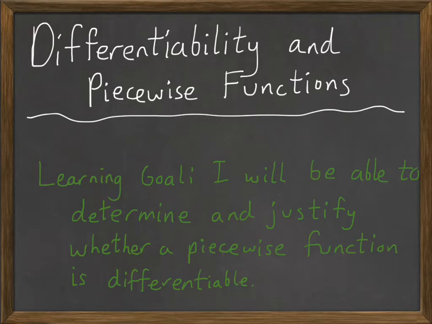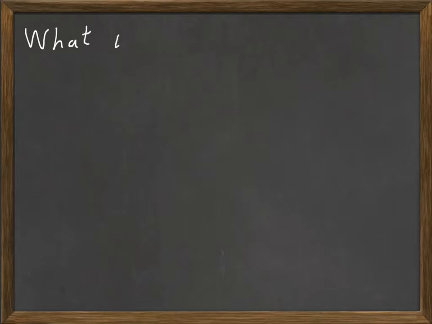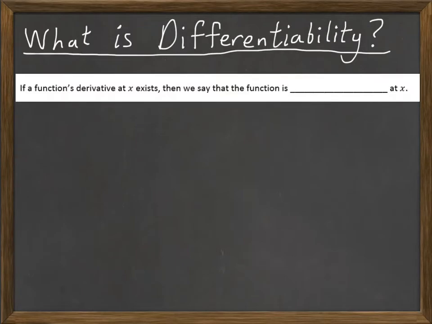Wow, that's a big word there, you're probably thinking. What do you mean, differentiability? Well, let me help you break it down. We say that if a function's derivative at x exists, then that function is differentiable at x. So differentiable just means that the derivative exists there. So let me show you where this word comes from.